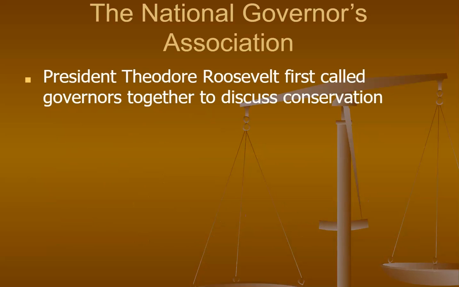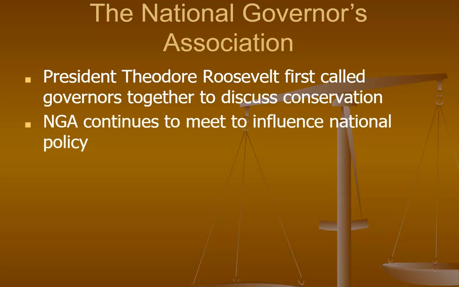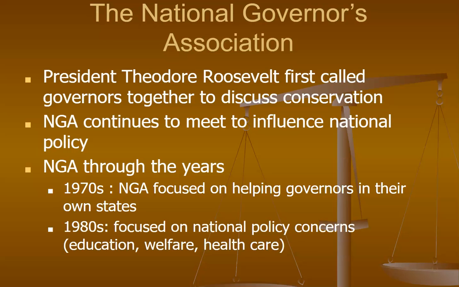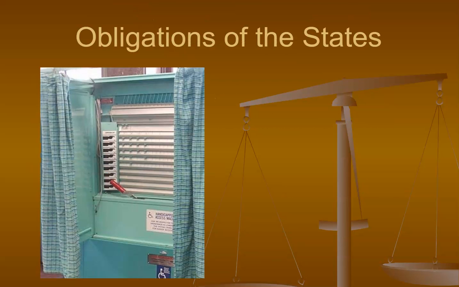Now, the National Governors Association was basically created when President Theodore Roosevelt called the governors together to discuss conservation, because Roosevelt was somewhat of an early environmentalist. Now, the NGA continues to meet and influence national policy. Through the years, in the 1970s, the NGA focused on helping governors in their own states. In the 1980s, however, it became more focused on national policy concerns such as national education, welfare, healthcare, etc. In 1989, various educational initiatives were started.